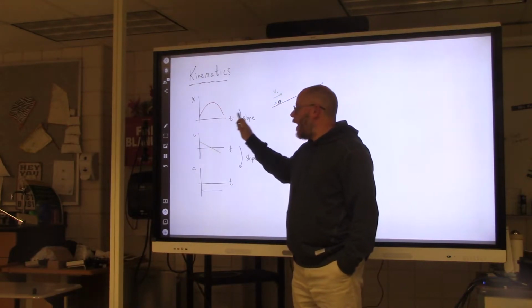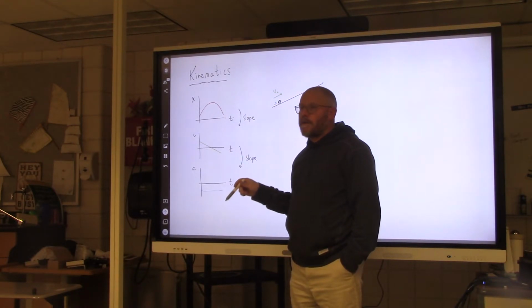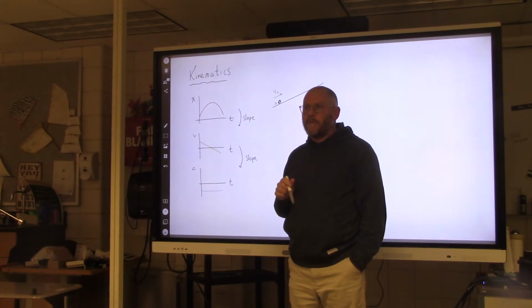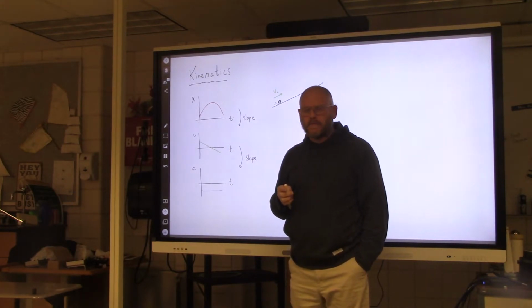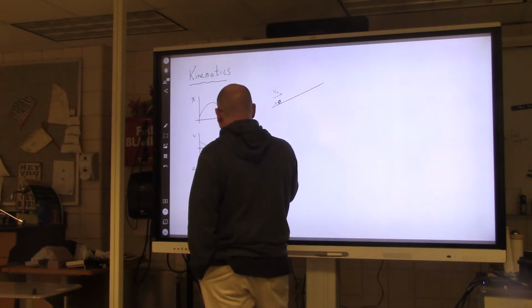So to go from position to velocity, you analyze the slope. To go from velocity to acceleration, you analyze the slope. Is that all right? Does that seem vaguely familiar? Yeah, that makes sense. I remember that. So that was pretty good to me.